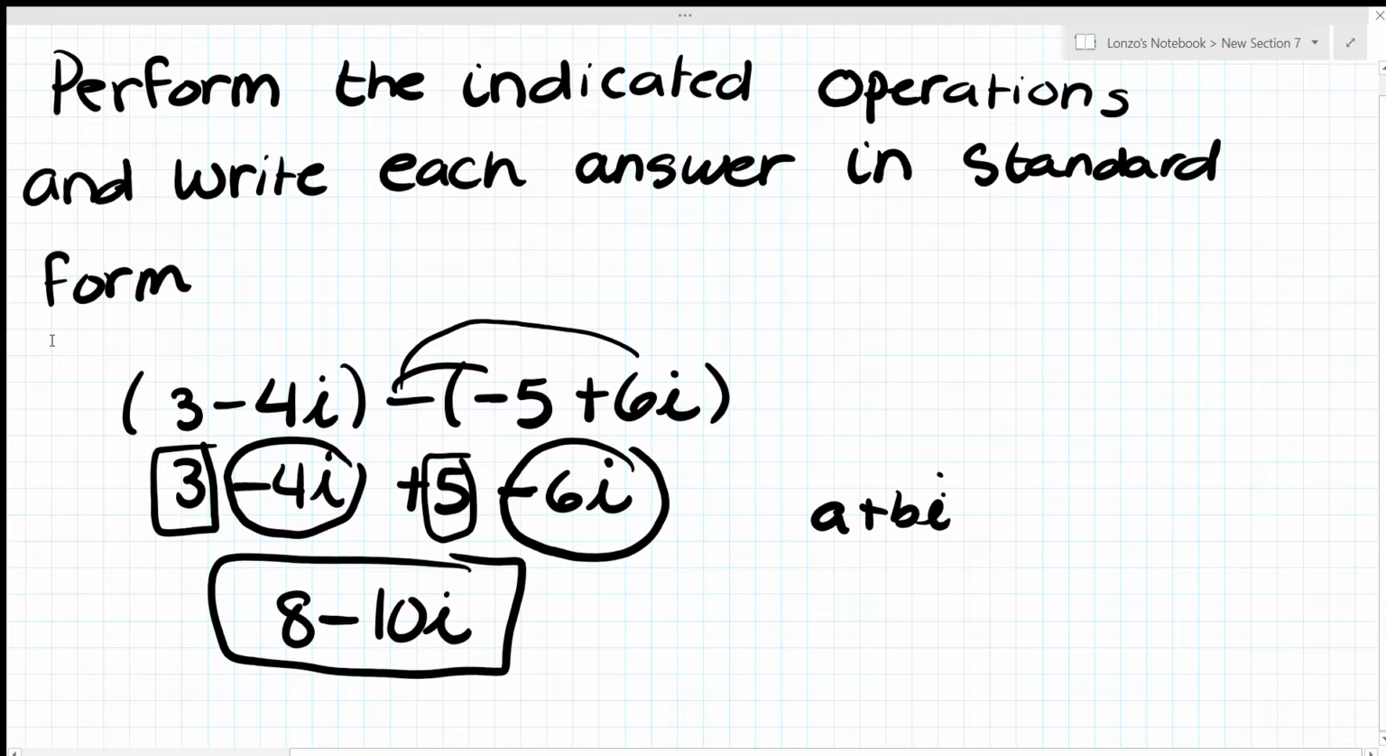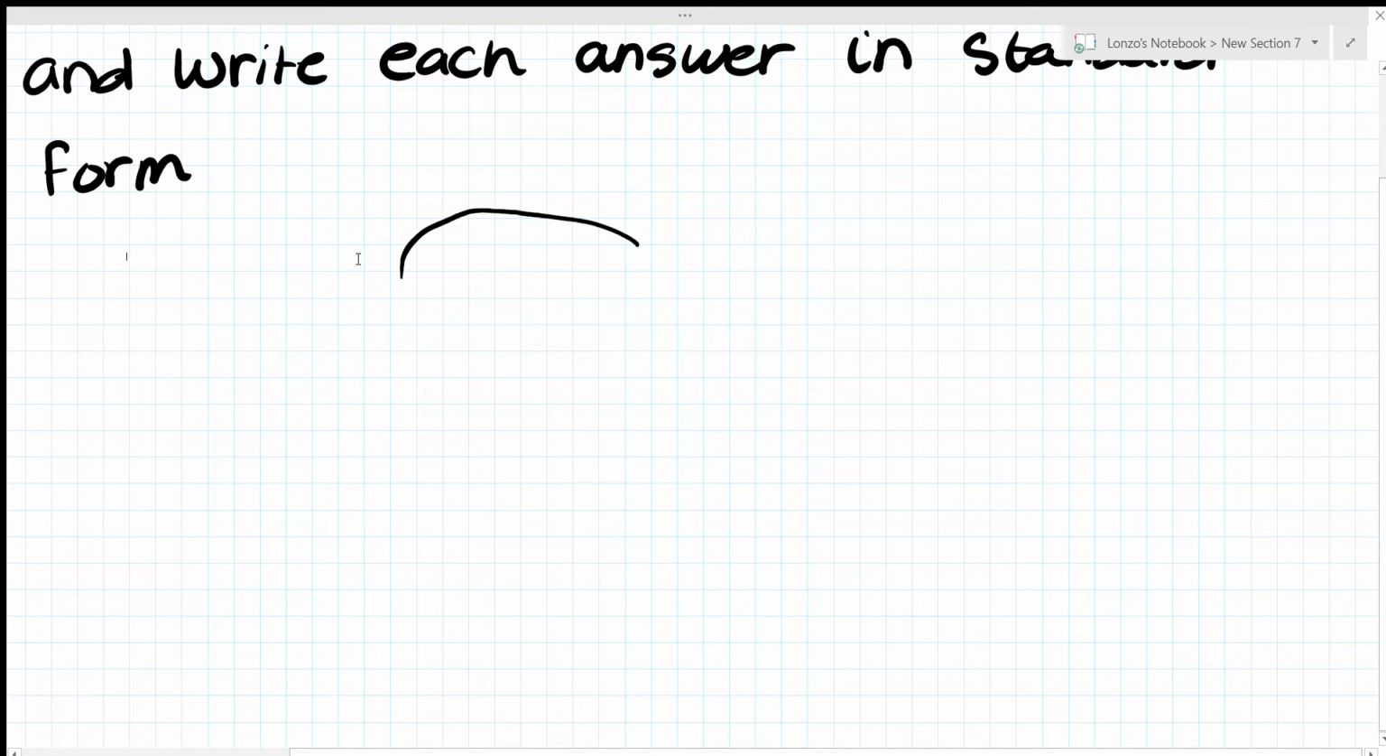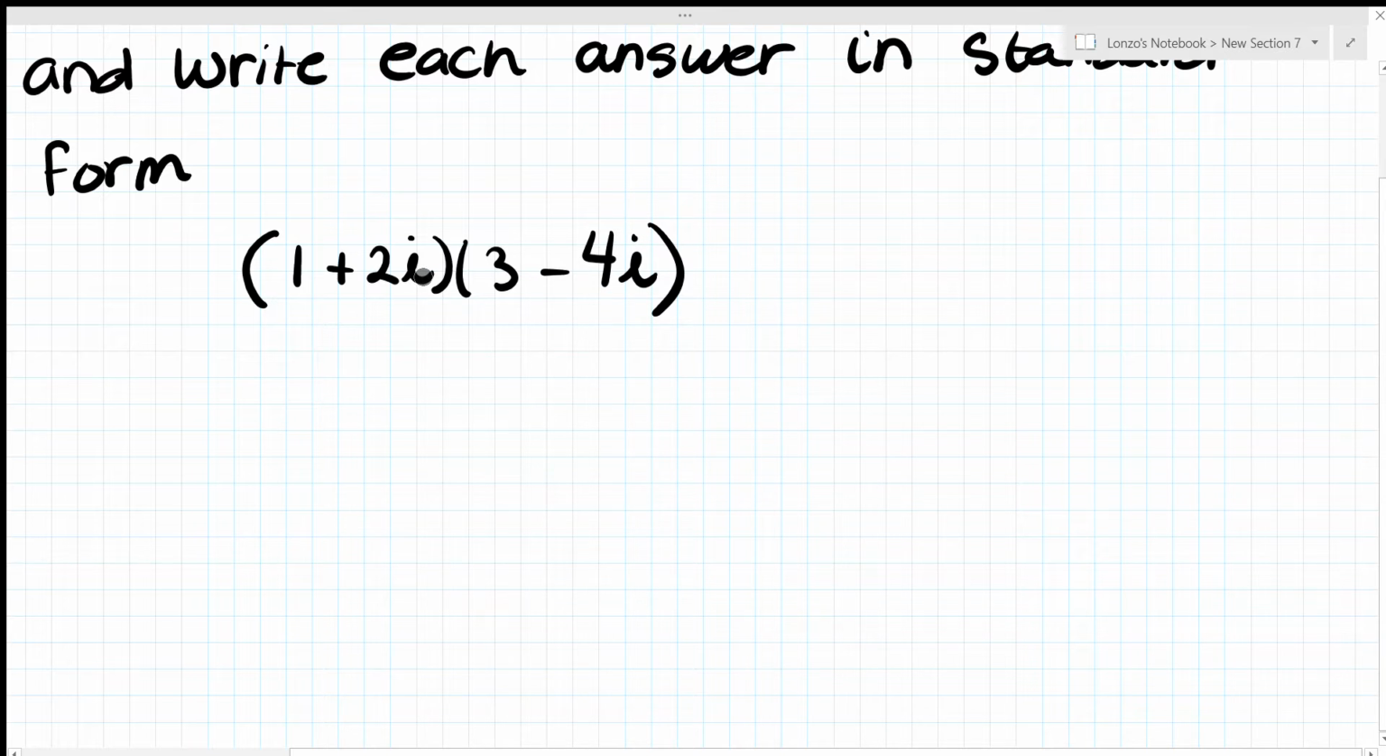Let's do another one. Same rule, gotta perform the operation and then put it in standard form. So this one is (1 plus 2i) times (3 minus 4i). We have to multiply this out. Now, is this one of our special rules? Is this like a perfect square, perfect trinomial? Nope, it's not. So what you have to do is you're just going to have to FOIL it all out.